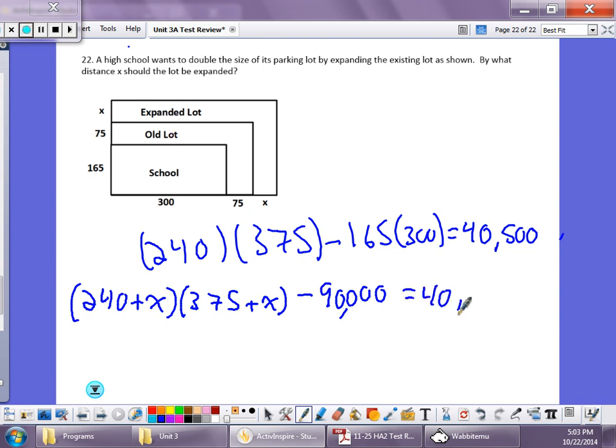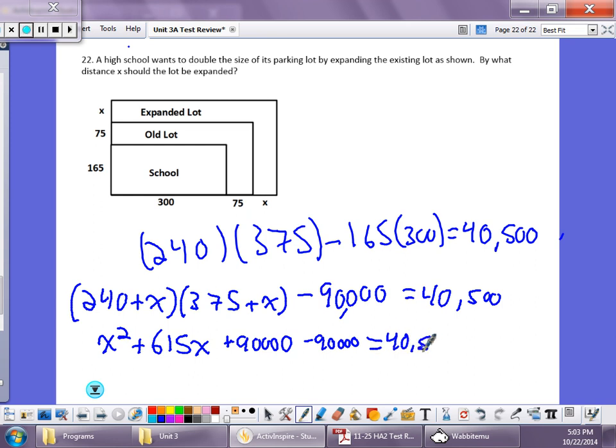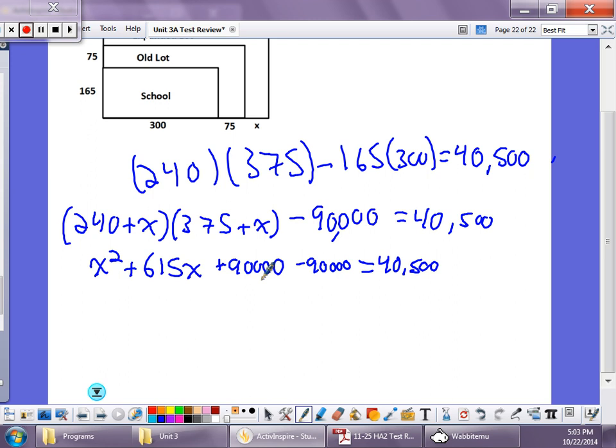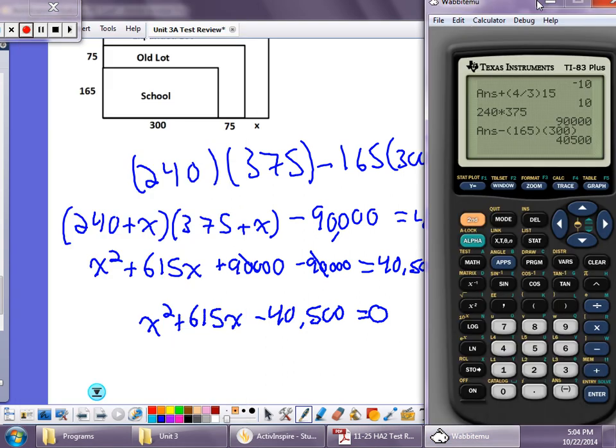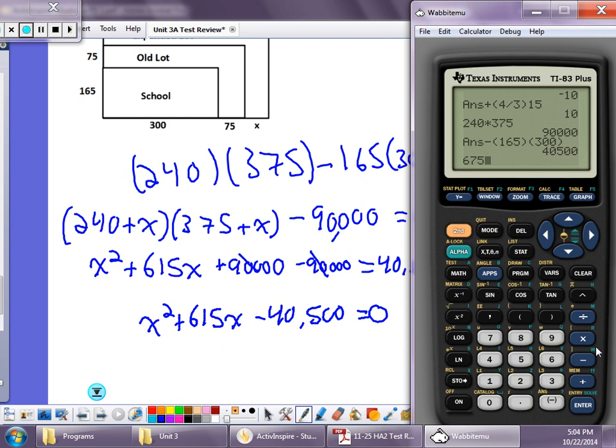And I know that has to equal 40,500. So again, like I said, these numbers will be more manageable, but what I believe you end up getting is x squared plus 615x plus 90,000 minus 90,000 from above equals 40,500. So then this would cancel. I'd subtract 40,500. That equals 0. And then I would factor this again, like I've said. These numbers are going to be more manageable. I believe what it was, though, was 675 and 60.